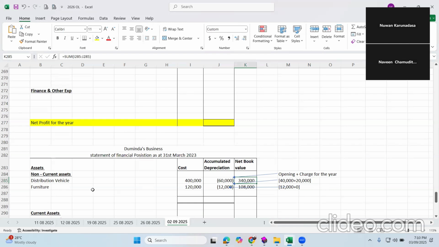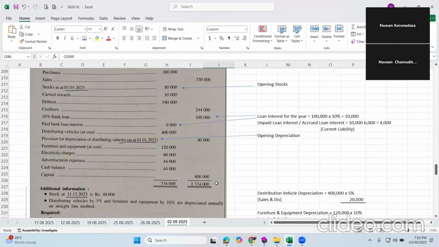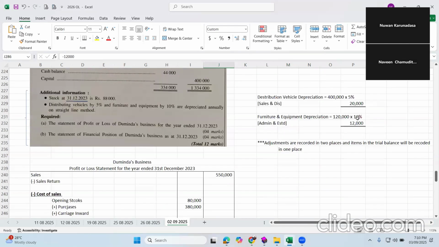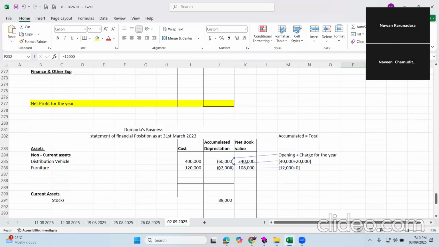Same as the distribution vehicle, you need to write the furniture cost here. Accumulated means the total. Total depreciation, so the given furniture depreciation here, how much? No depreciation, they have given no opening balance, so only the charge for the year will be recorded. The 12,000 only, the charge for the year, will be recorded. Then the net book value after the accumulated depreciation is 120,000 minus 12,000, which is 108,000. Then you can get the total here.